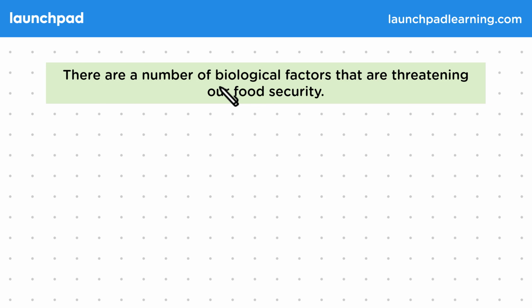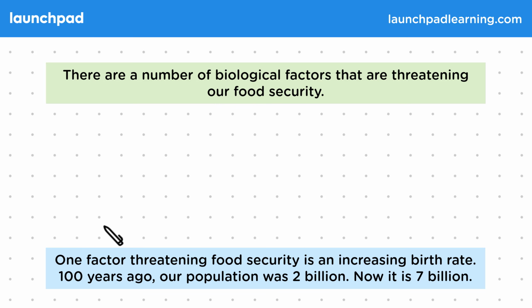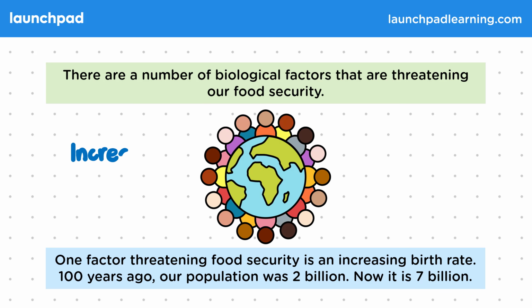There are a number of biological factors that are threatening our food security. One factor threatening food security is an increasing birth rate. 100 years ago, our population was 2 billion. Now, it is 7 billion. An increasing population means an increasing number of mouths that need to be fed. What other biological factors can threaten food security?